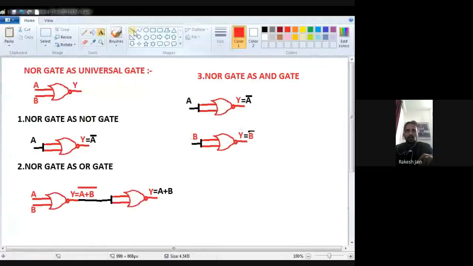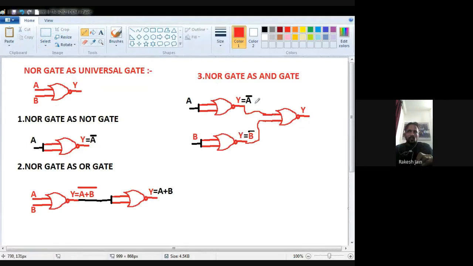Now connect these two with one more simple NOR gate. We connect this with a simple NOR gate in which one input behaves as A bar and the second input behaves as B bar, because these lines are directly connected to this. Now see, there are two outputs of two NOR gates behaving as NOT gates. One has input A, so the output is A bar. One has input B, so the output is B bar.